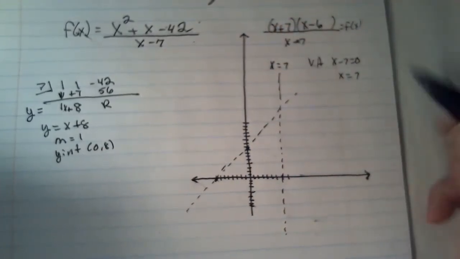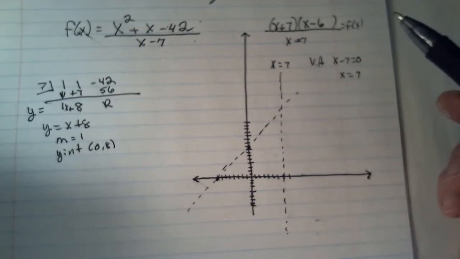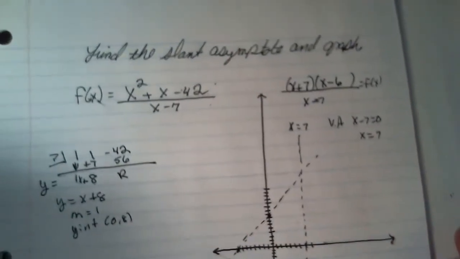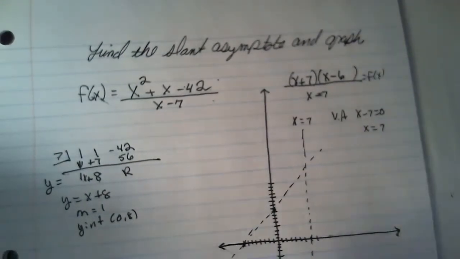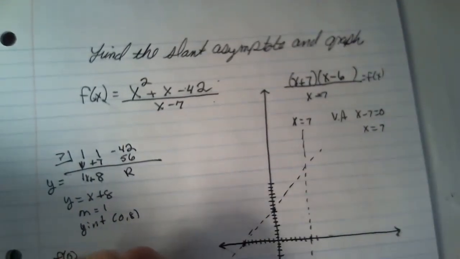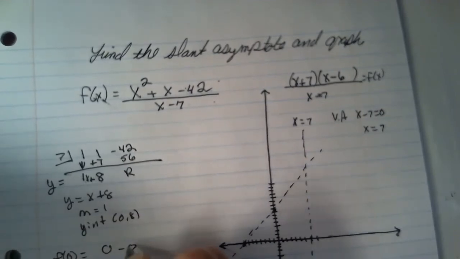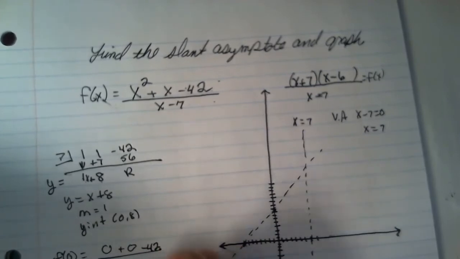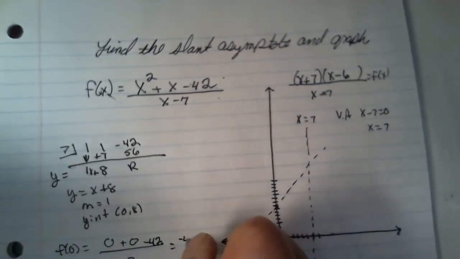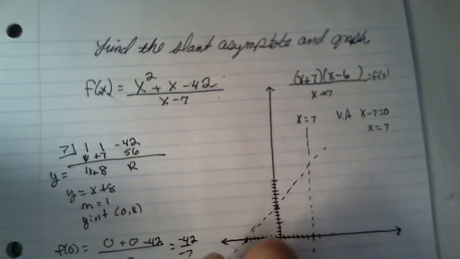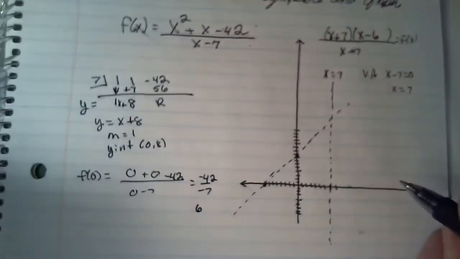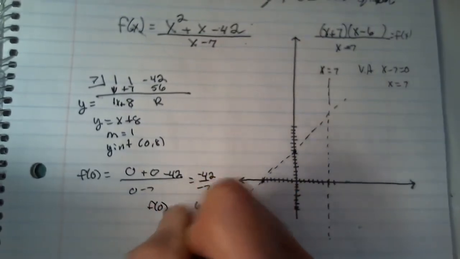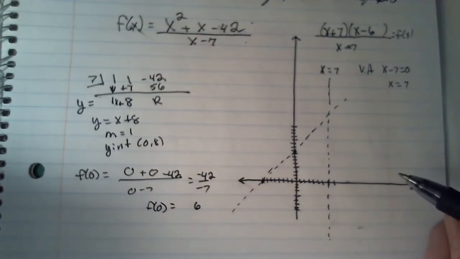Now that I've found my vertical asymptote and my slant, I've already determined there's no horizontal asymptotes. I'm going to find my intercepts. To find my intercepts, the first thing I'm going to do is plug in 0 for all my x's. So I'm going to end up with negative 42 over negative 7, which reduces down to a positive 6. So when x equals 0, my y value is going to be 6.